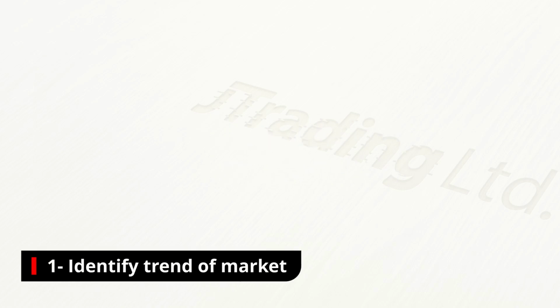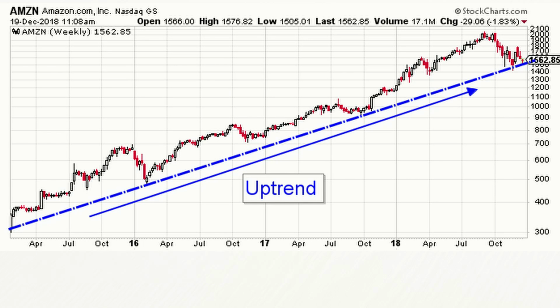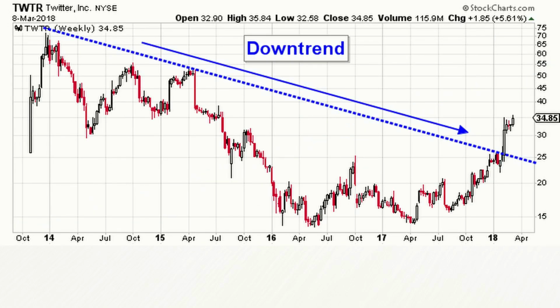Step 1. Identify trending market. Just take a look at the market and identify the direction of the market. Here in this picture, the market is going up, so this is called uptrend. And on this one, the market is going downward, so this is called downtrend.